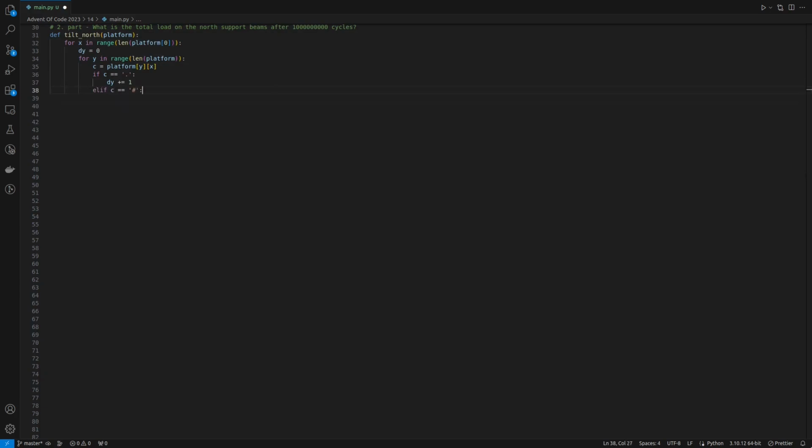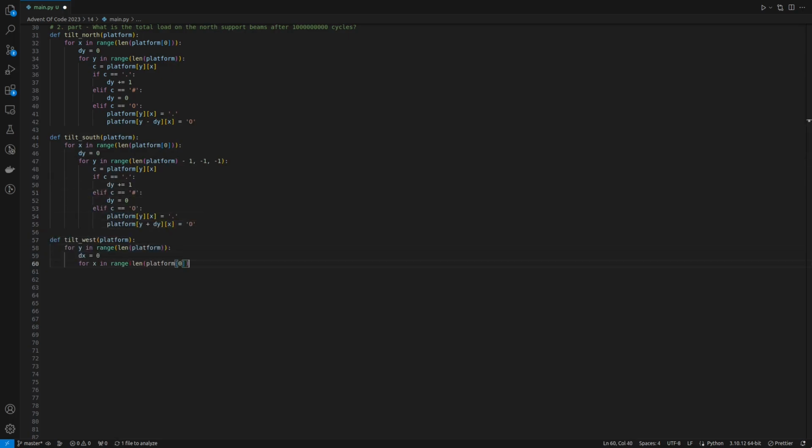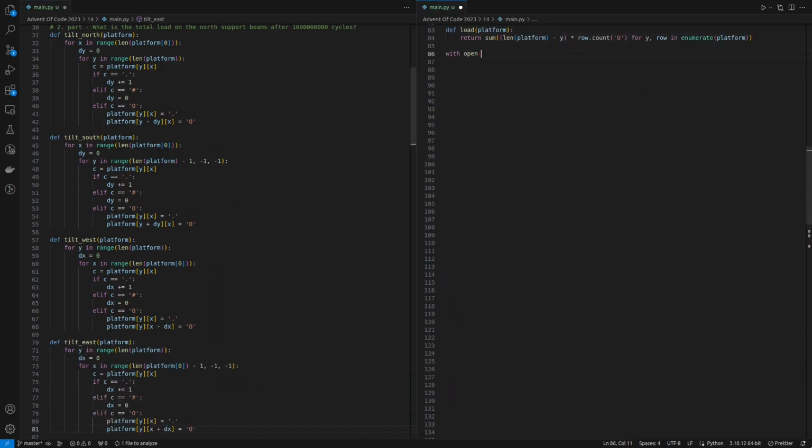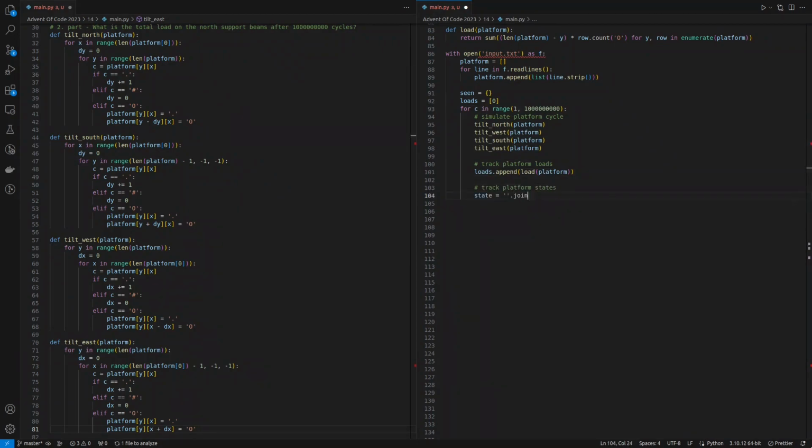I wrote tilt functions in all directions. The algorithm is straightforward. I simply simulate the platform cycles until the state of the platform starts to repeat. Then I calculate the length of the repetition and the position of the first repetition. Then I can calculate in which state the platform would be after 1 trillion cycles.